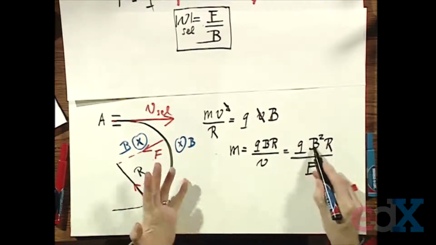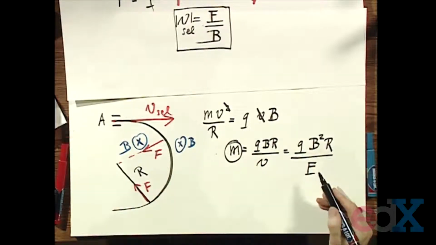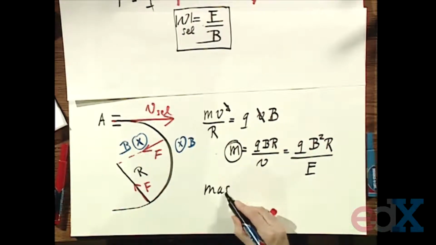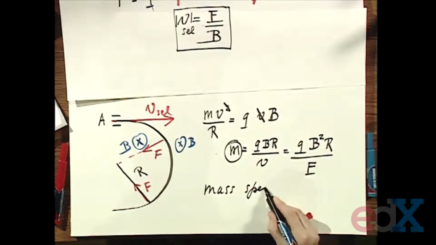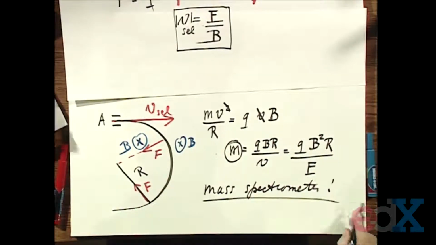I know q, I know B, I know r, I know E, and so I can calculate the mass of the aluminum ions, and this is what we call a mass spectrometer. Mass spectrometer, a very clever instrument.